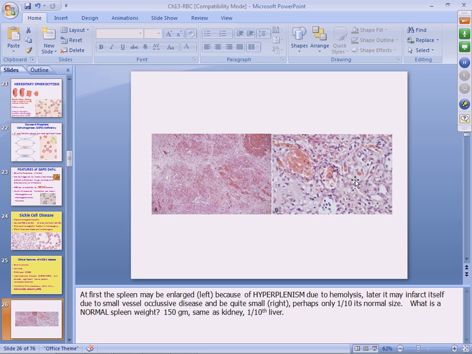Look at the spleen on the left. How much white pulp is there? How much lymphoid cells are there? There's nothing. So that means that this spleen, I already told you it's big, but it's almost all red pulp. And it's all red pulp because it's the red part that has to work overtime, right? Okay, that was the little tip.